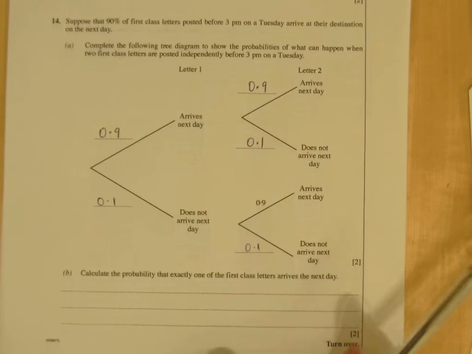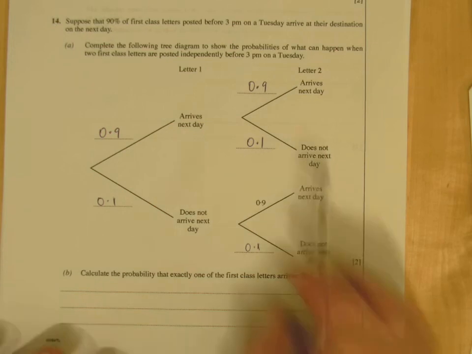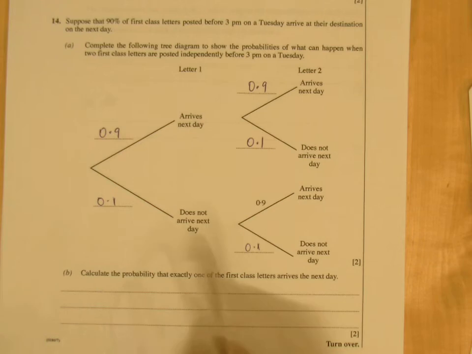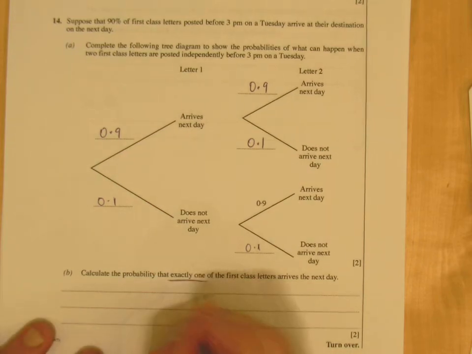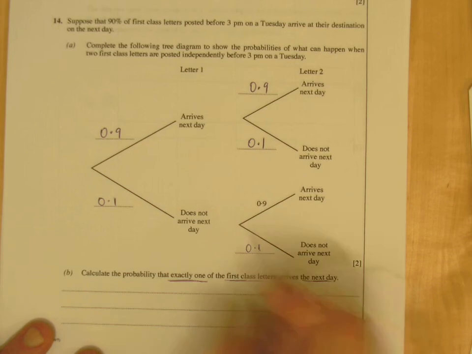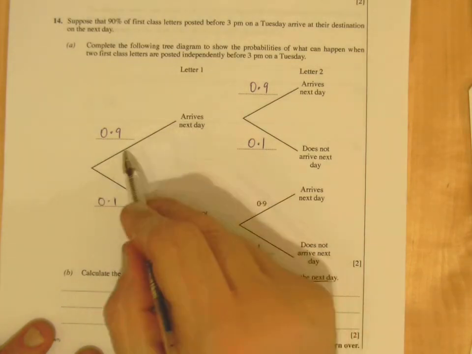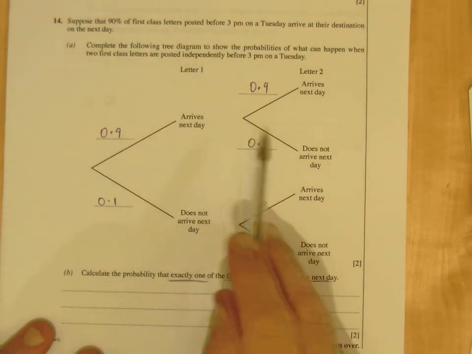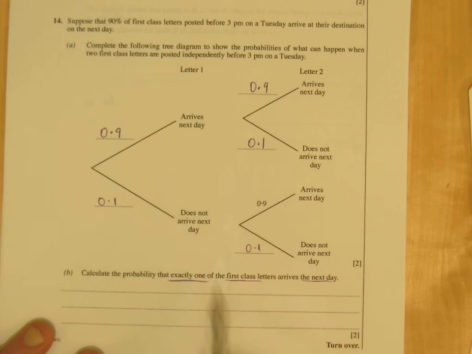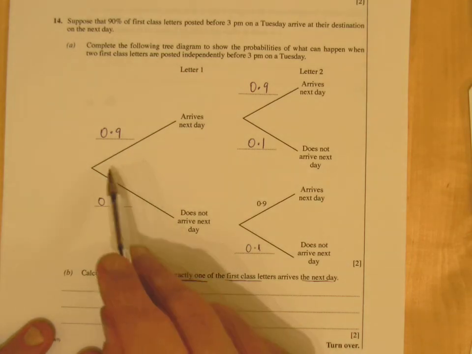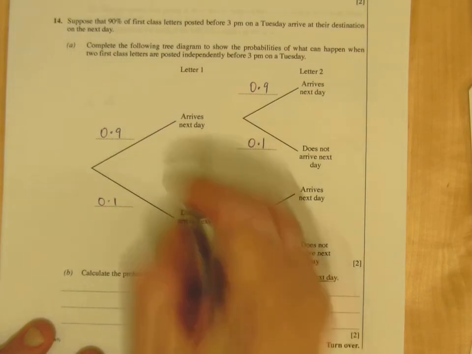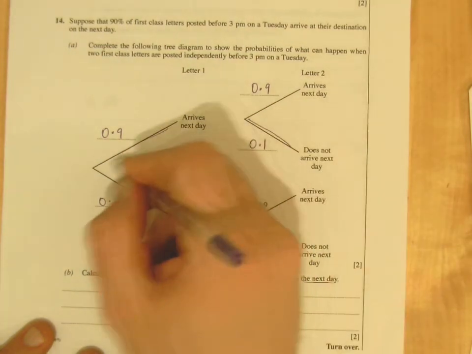So part B then, it says calculate the probability that exactly one of the first class letters arrives the next day. And what you can do is go along each branch to see what satisfies this condition. Now it says exactly one of the first class letters arrives the next day. So if that arrives the next day, okay, you'd go along there. But because it says exactly one, that means the second letter obviously then won't arrive, if that makes sense. Okay, because you have to have exactly one. So if letter 1 arrives, you go along there, and then does not arrive, you go along here. So you go that way and that way, okay?